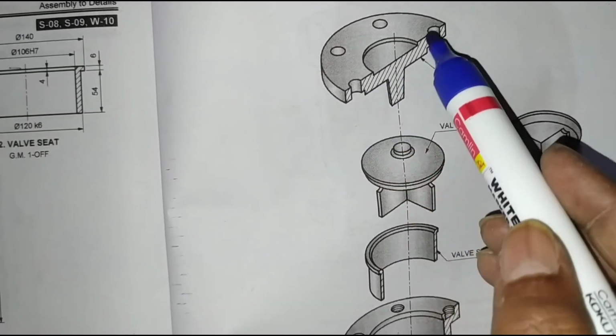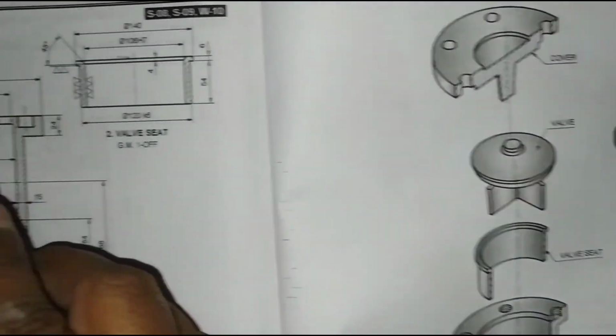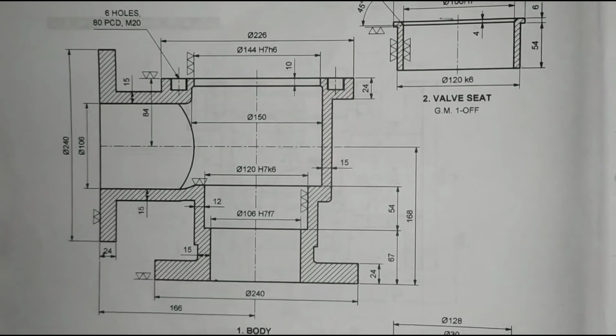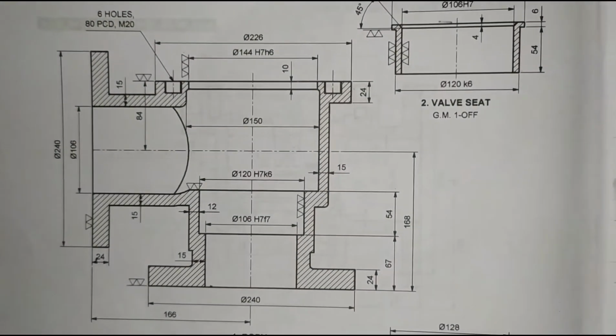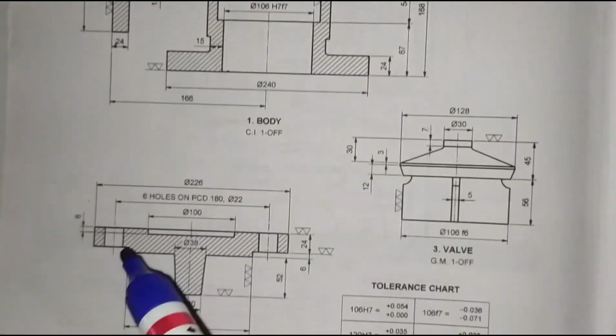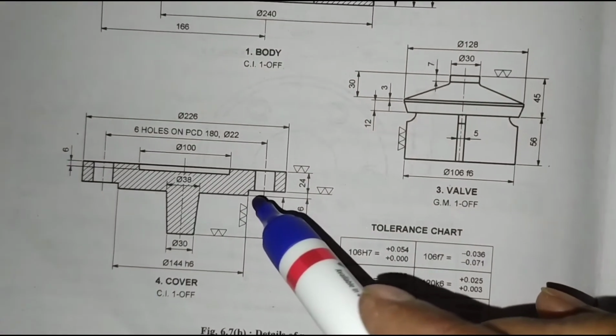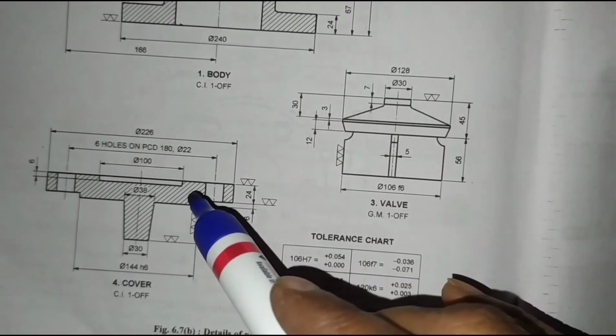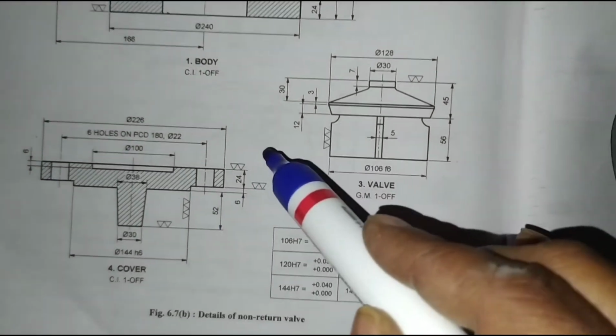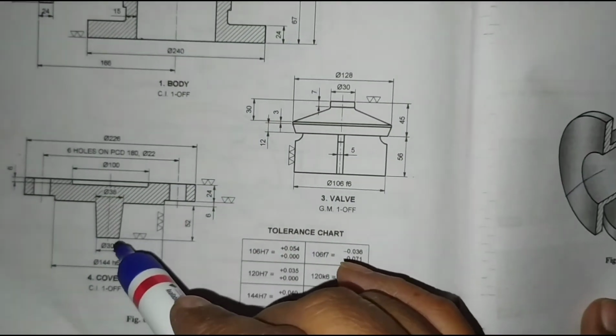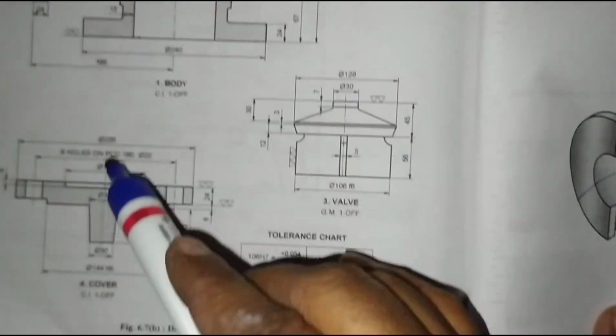Now what is the diameter of the cover plate? Exactly the same diameter here, 226. The diameter of the cover plate is also 226. Here the holes are drilled and tapping is done. There are 8 holes drilled, and 8 studs should be fixed in it. This is the extension. What is the diameter? What is this?